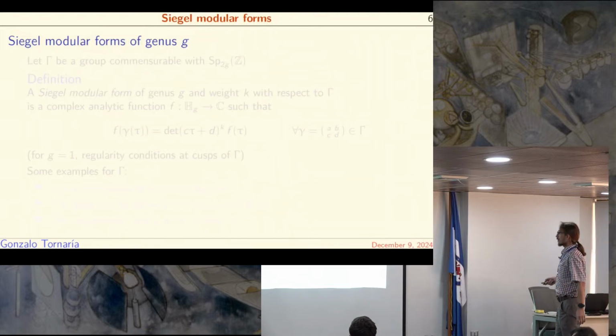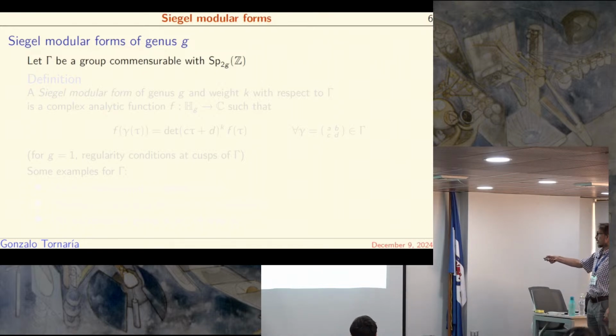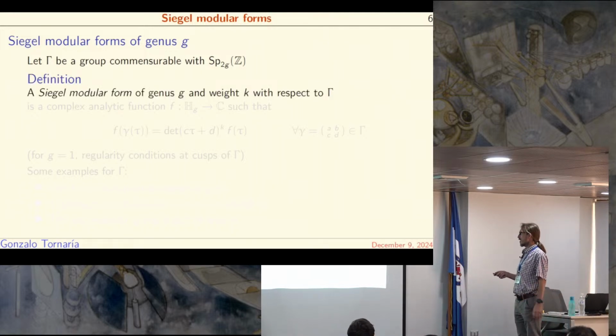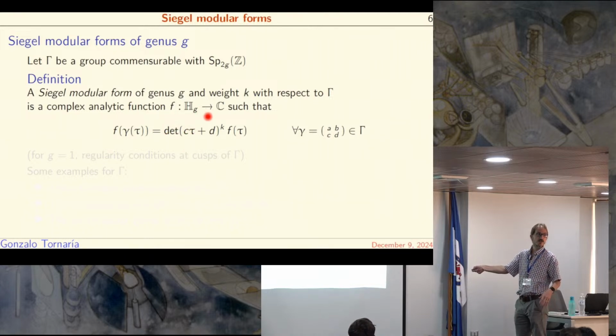And so to define a Siegel modular form of genus g, what you do, as in the classical case, is take a subgroup commensurable with Sp_2g(Z). We'll have some groups that don't have all integer coefficients, so that's why I put commensurable. A Siegel modular form is a function from the upper half space into the complexes that satisfies a relation like this. Here C tau plus D is a matrix, so you cannot just multiply by it to the k. You have to take the determinant, which is a one-dimensional representation. You could also take another representation, and you get vector-valued forms.